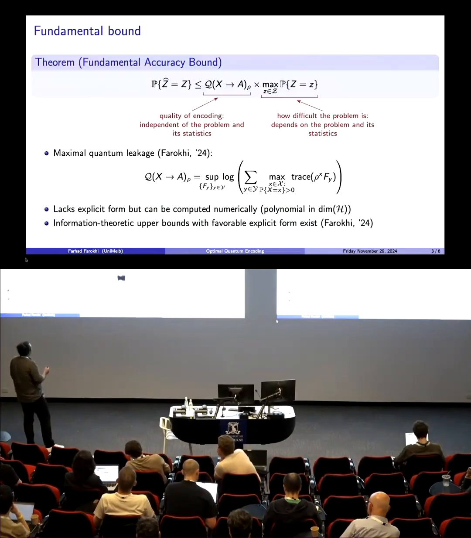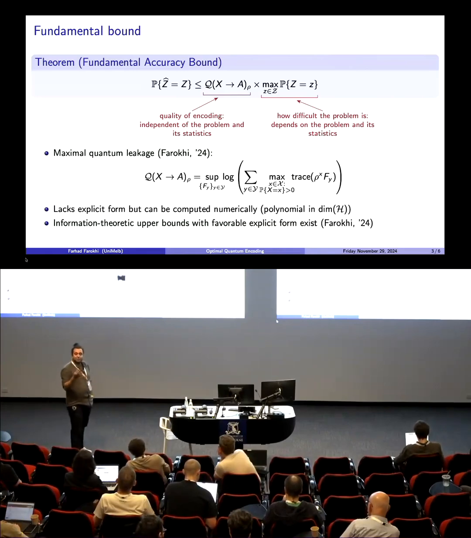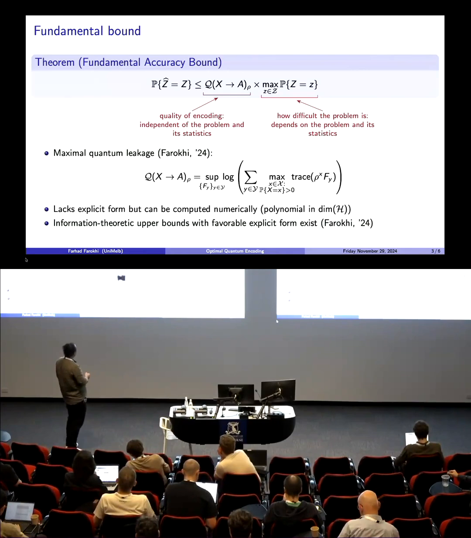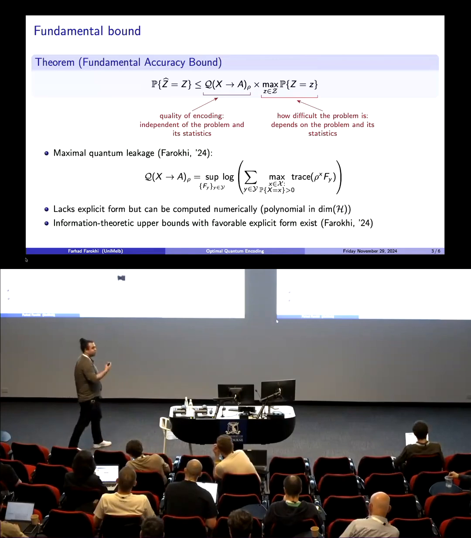And this calligraphic Q here is what's called the maximum leakage, which is very similar to accessible information. For people who know accessible information, it's when you take a maximum over all the possible measurements that you can take of the mutual information. But here we are taking the best measurement over a different notion of information.